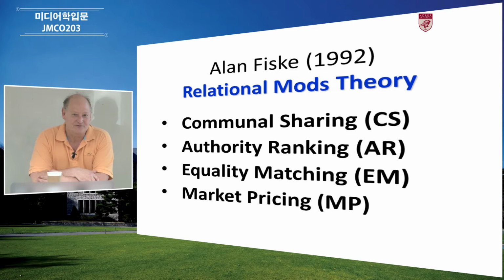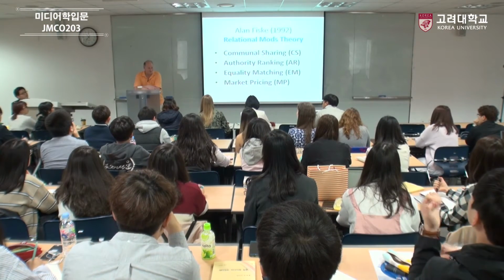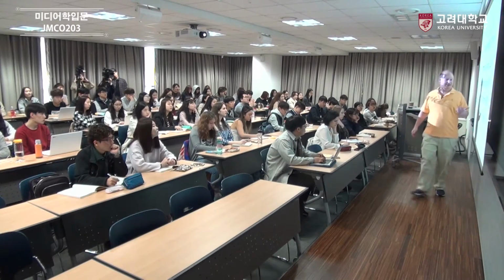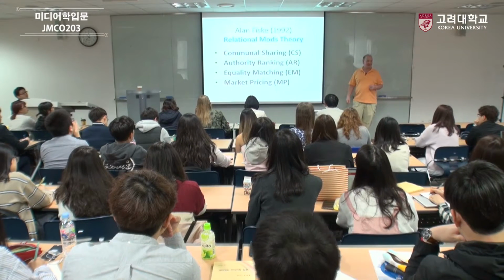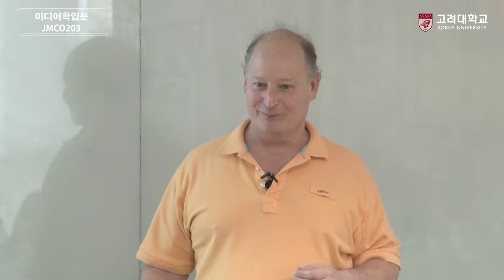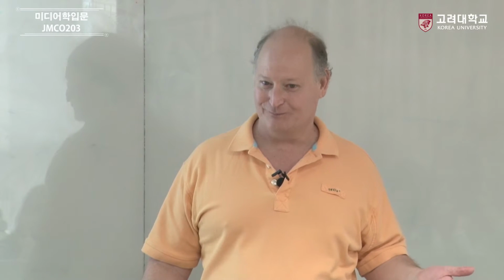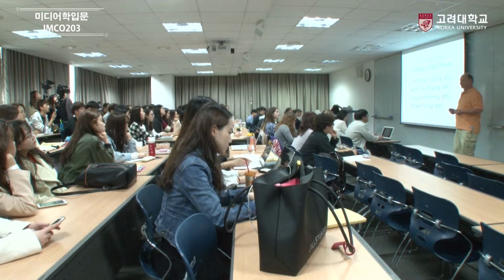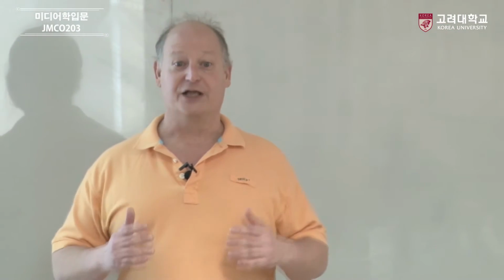But according to Professor Fiske, there are 4 ways of interacting with other people. And he has labels for each one of these: communal sharing, authority ranking, equity matching, and market pricing. The idea is that all humans everywhere interact in one of these 4 modes. Different cultures will have different ways of interacting, but all humans are pre-programmed through our genetics and through our evolution to communicate in these 4 ways of interacting with other people.